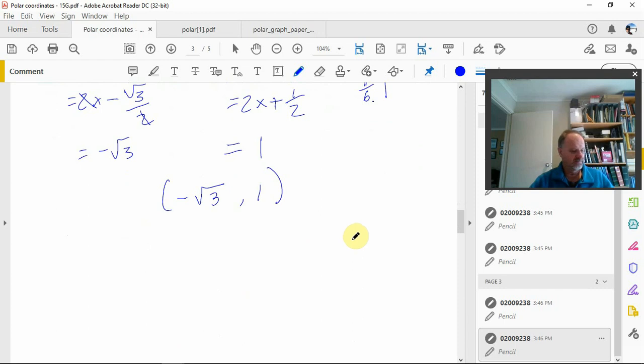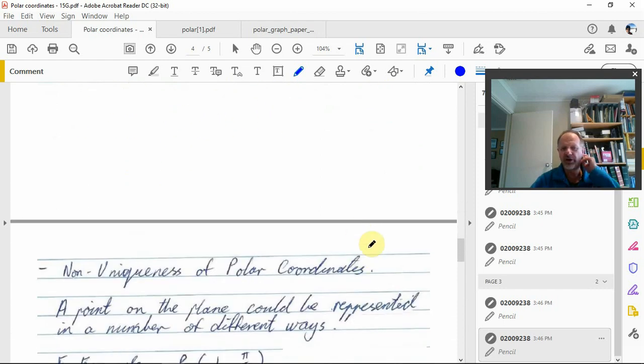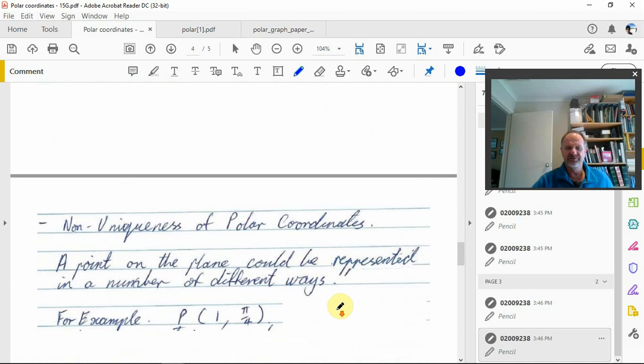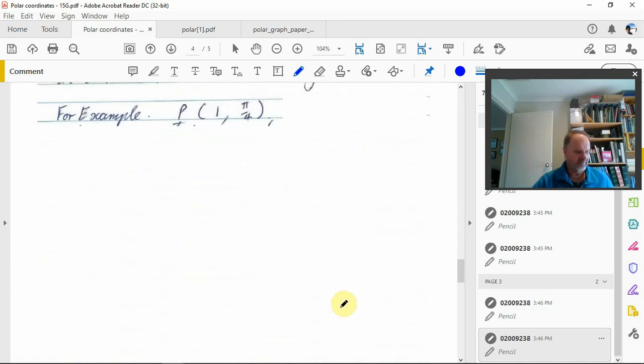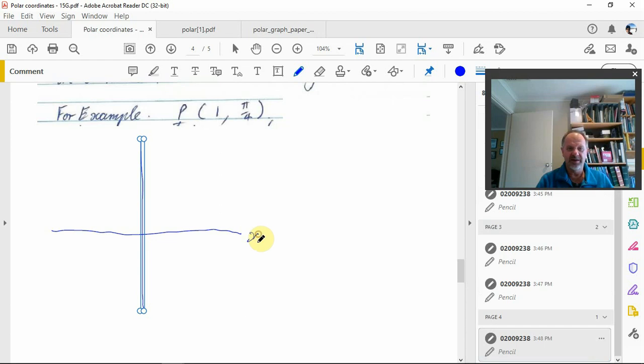All right. Now, there is what we might term a non-uniqueness of polar coordinates. A point on the plane could be represented in a number of different ways. Here's an example I'm going to do of 1 and pi on 4. So if I go here with my Cartesian plane, here's my x and here's my y.